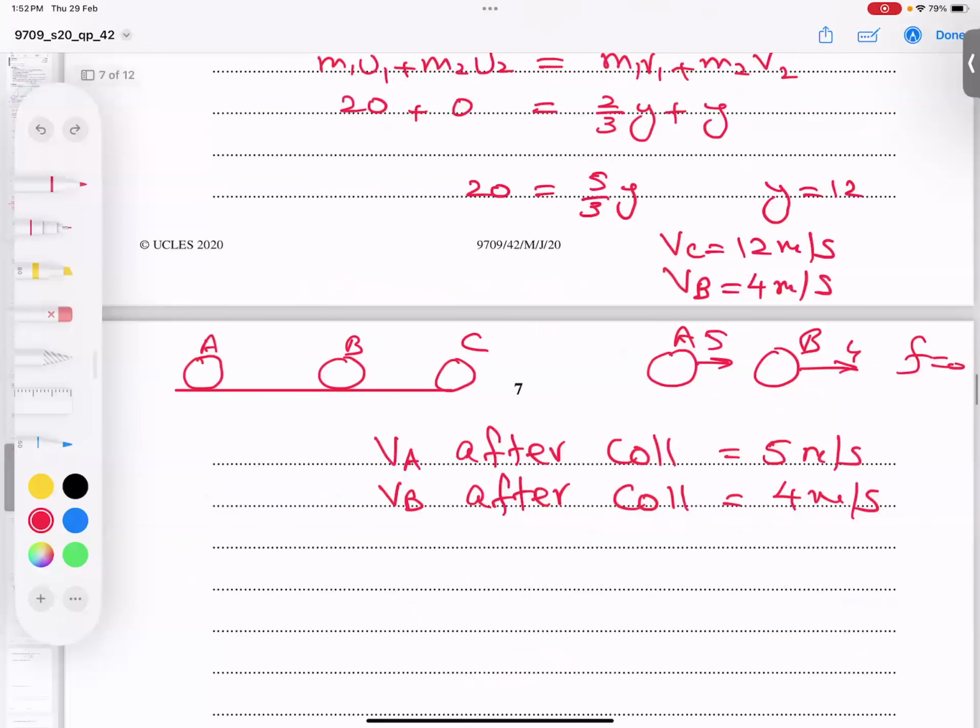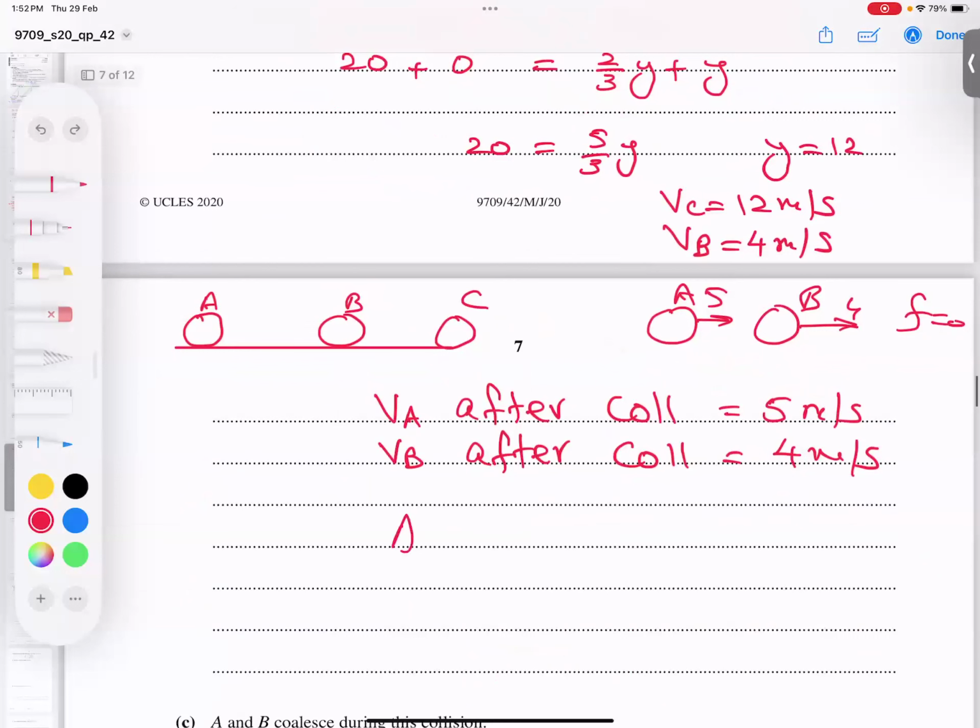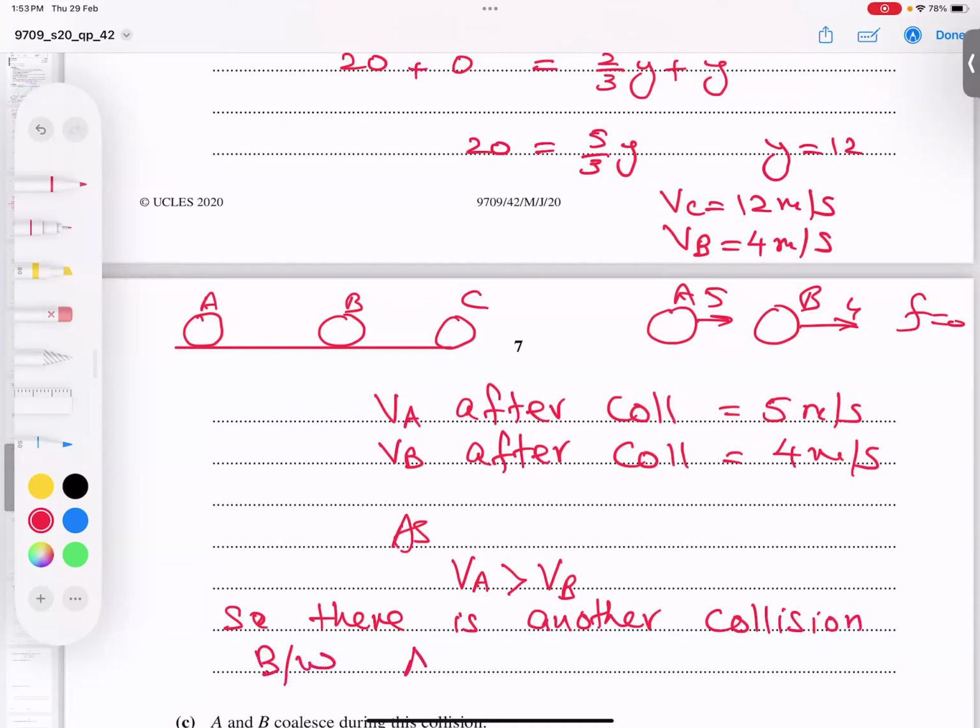So ultimately we can say the speed of A is bigger than the speed of B, and it will ultimately hit the B particle. As the velocity of A is bigger than the velocity of B, 100% there is a collision. So there is another collision between A and B, and I believe this part is very clear.